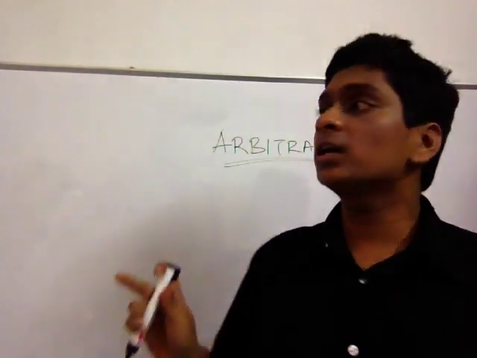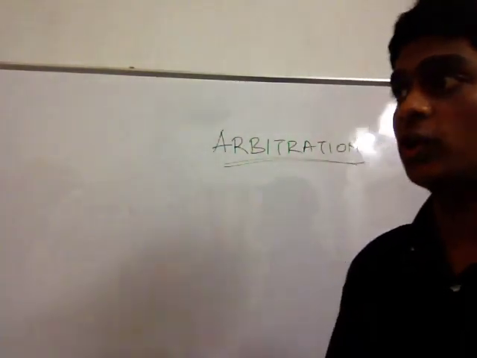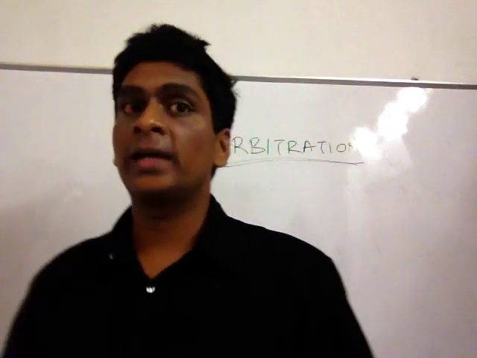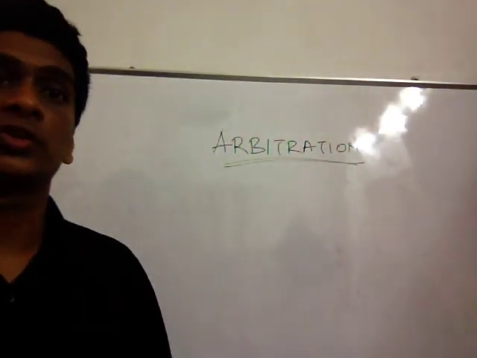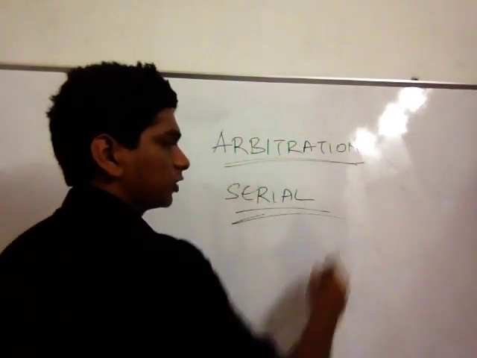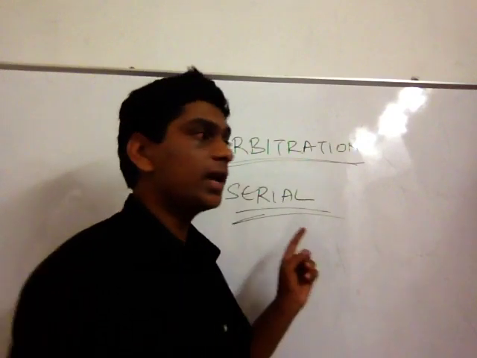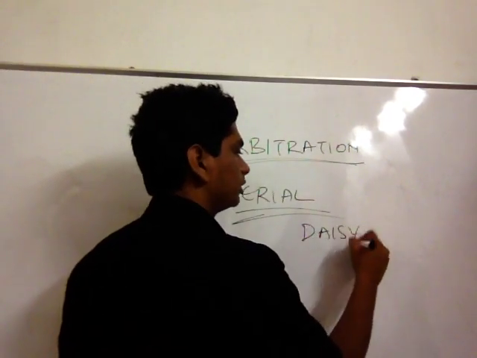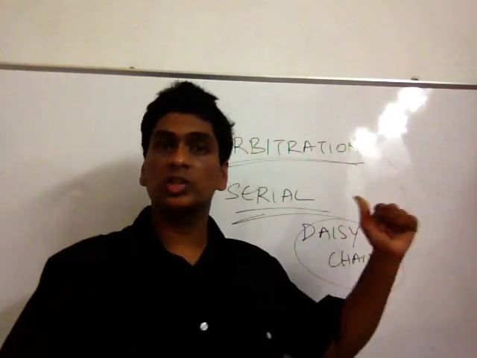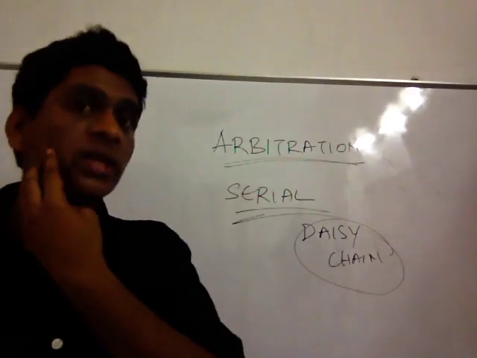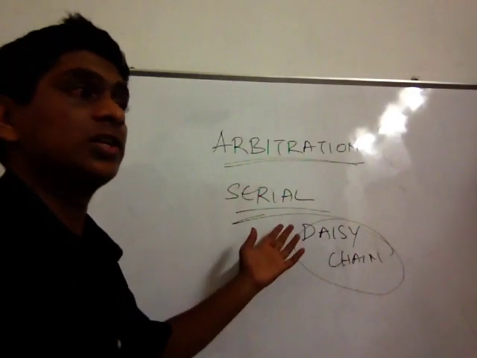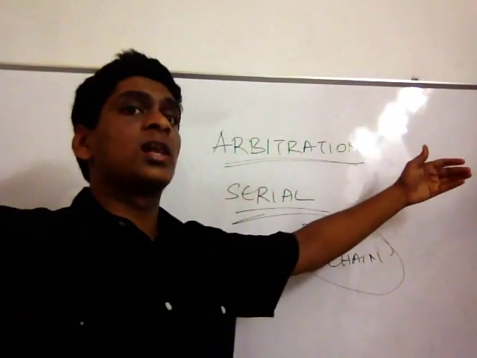In your computer organization, you have two types of arbitration. One is parallel arbitration and the other is serial arbitration. Let us look at the serial arbitration first. Serial arbitration is also called daisy chain arbitration. As the name itself suggests, chain, serial, what does it suggest? A single line.